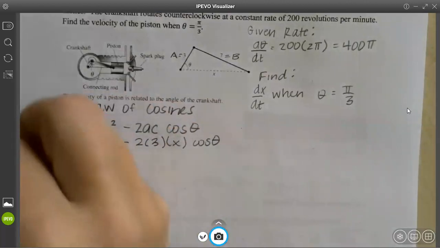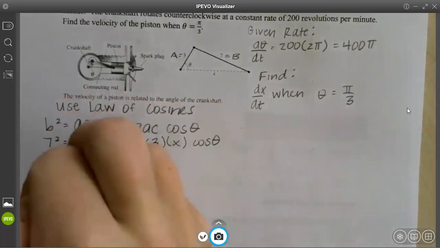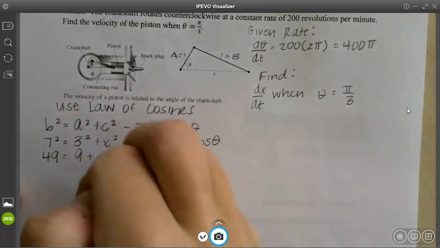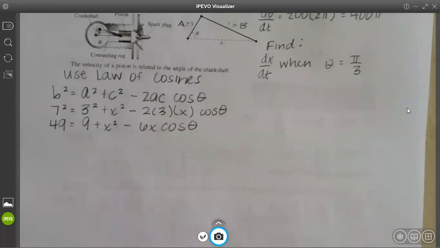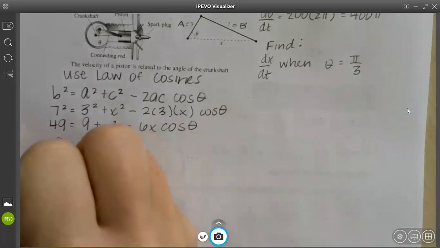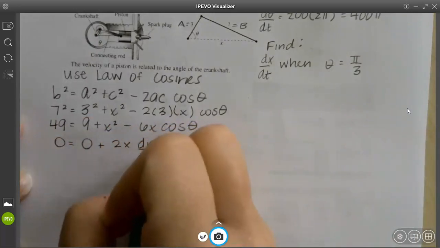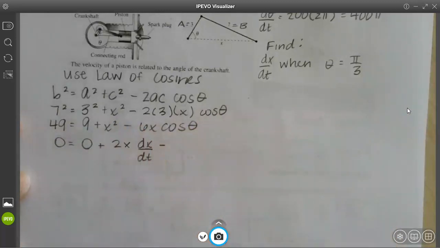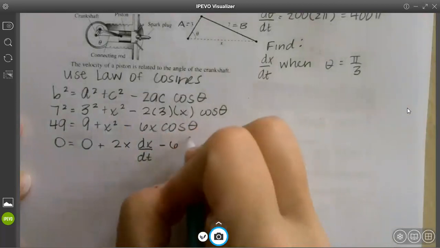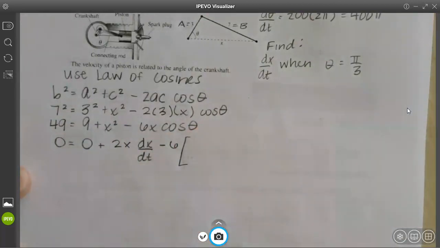I'm going to clean this equation up. 49 equals 9 plus x squared minus 6x cosine theta. And this is the equation that you're going to derive. I'm going to derive every part of it, write it down, even the constants, just so it's there and it's keeping that space. So what's your derivative of 49? 0. The derivative of 9. Derivative of x squared. And I need to write dx over dt. What do I have to do on this one? Yeah, product rule, but I'm going to take that 6 out before I do it, because it's not really part of it.